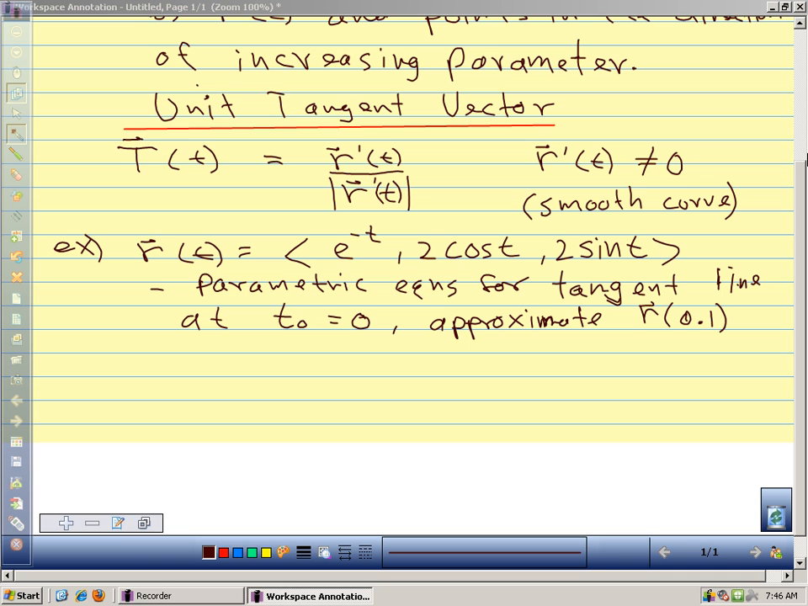So what's going to give us our direction vector for our line? The derivative, r prime. r prime is going to point in the direction of the tangent line. So let's write an expression for r prime. r prime of t is going to give us a vector in the direction of the line. So what's going to be r prime of t?